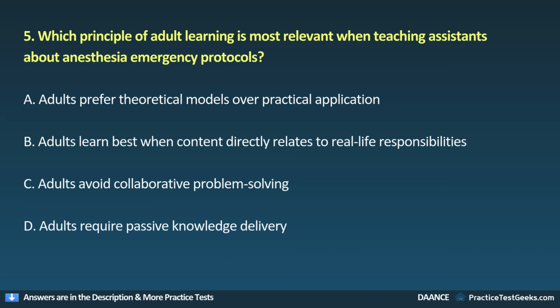5. Which principle of adult learning is most relevant when teaching assistants about anesthesia emergency protocols? A. Adults prefer theoretical models over practical application. B. Adults learn best when content directly relates to real-life responsibilities. C. Adults avoid collaborative problem solving. D. Adults require passive knowledge delivery.